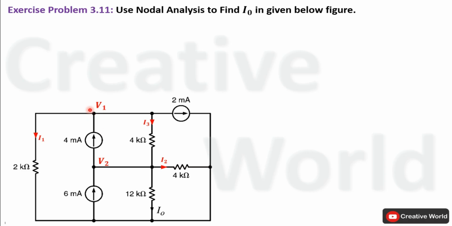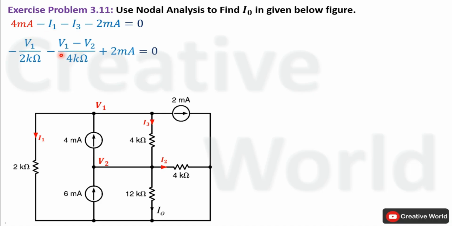On this node, one current is entering, 4 mA, while three currents are leaving: I1, I3 and 2 mA. So the KCL equation for this particular node will be 4 mA minus I1 minus I3 minus 2 mA equal to 0. Here the entering current is taken with a positive sign and leaving currents are taken with a negative sign. In the next step, we have to replace these two currents with their respective equations and subtract 2 mA from 4 mA.